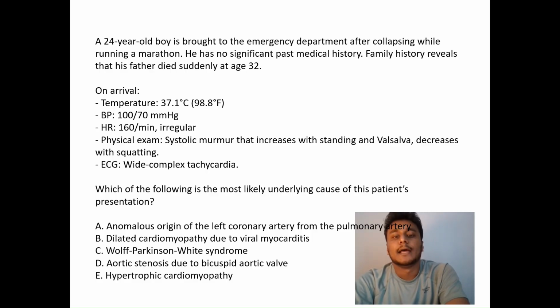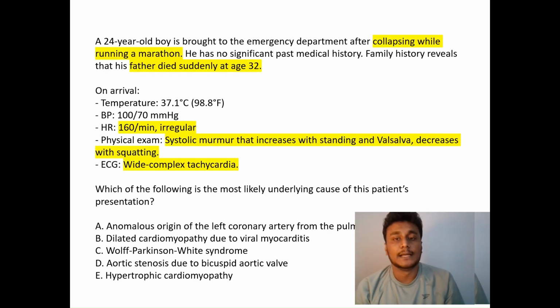Option A, anomalous origin of the left coronary artery from the pulmonary artery. Option B, dilated cardiomyopathy due to viral myocarditis. Option C, Wolff-Parkinson-White syndrome. Option D, aortic stenosis due to bicuspid aortic valve. And option E is hypertrophic cardiomyopathy.